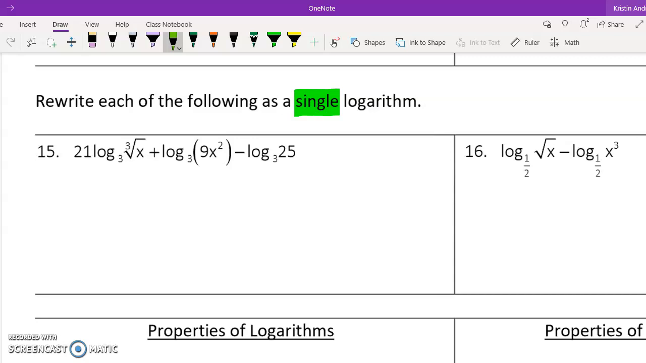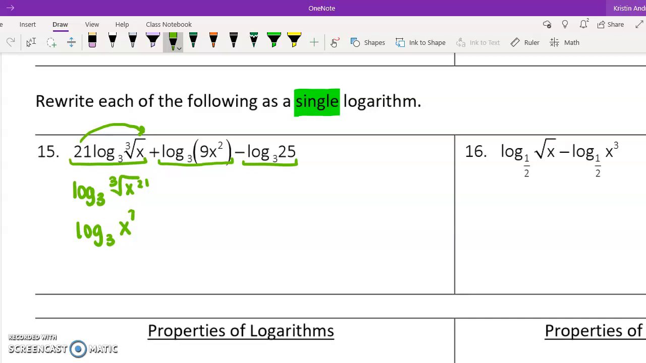All right, first thing I'm going to do, I look at each term. Terms are separated by plus and minus signs, and I'm going to look at those individually and see what I can do first. So like a 21 is in front of this one. That can become the power. So if I have log base 3 of the cube root of x to the 21st, that's just log base 3 of x to the 7th power.